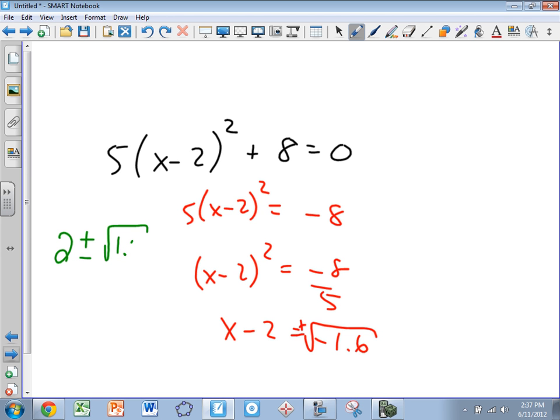Again, taking this 2, move it over as a positive, put it in front of the plus or minus, and then instead of making that a negative 1.6, make it a positive, put the i outside of it.